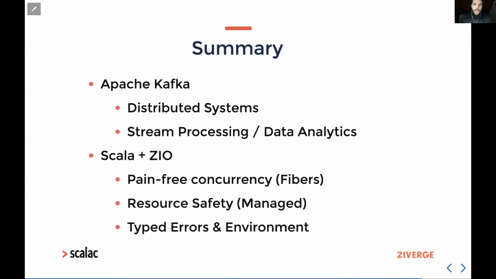So just to quickly summarize, Apache Kafka is a technology that is definitely here to stay, and it plays a pretty important role in building distributed systems, stream processing applications, and real-time data analytics. On the other side, we have Scala with its powerful type system, and in combination with a functional effect system like ZIO, it enables developers to write scalable and concurrent code that uses fibers instead of direct usage of threads. In ZIO applications, we have resource safety with the Managed data structure that takes care of resource acquisition and release.